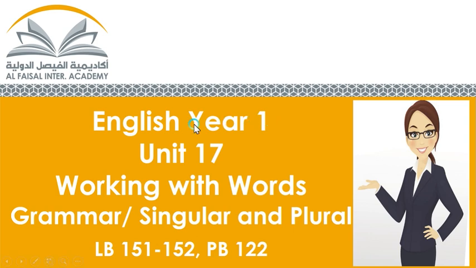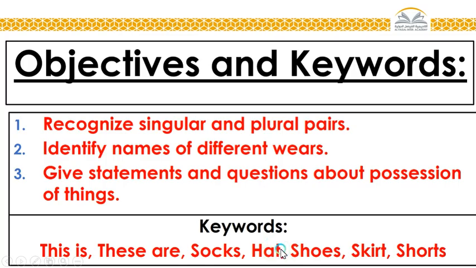So we're going to do Unit 17, working with words, grammar, singular and plural. Our pages will be language book 151 to 152 and our practice book will be 122. Our objectives and keywords are: recognize singular and plural pairs, identify names of different wears, and give statements and questions about possession of things.